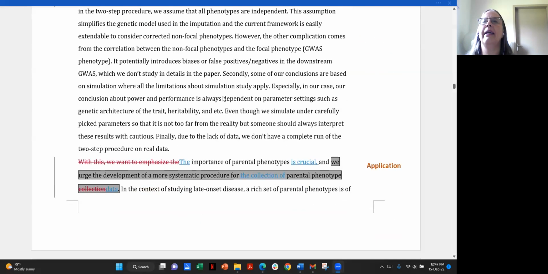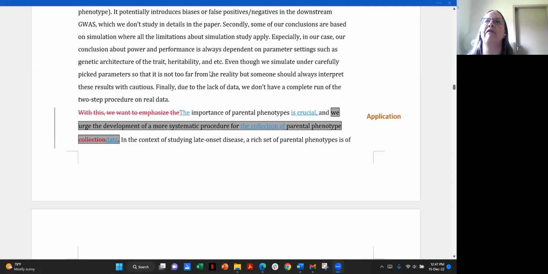And then here is the last paragraph of the discussion, which is your conclusion. And here, as I said before, it's a very good idea to state the application or how this can be used further in the field of study. And in this case, they have said, we urge the development of a more systematic procedure for the collection of parental phenotype data. So they've said what we can do with the data.